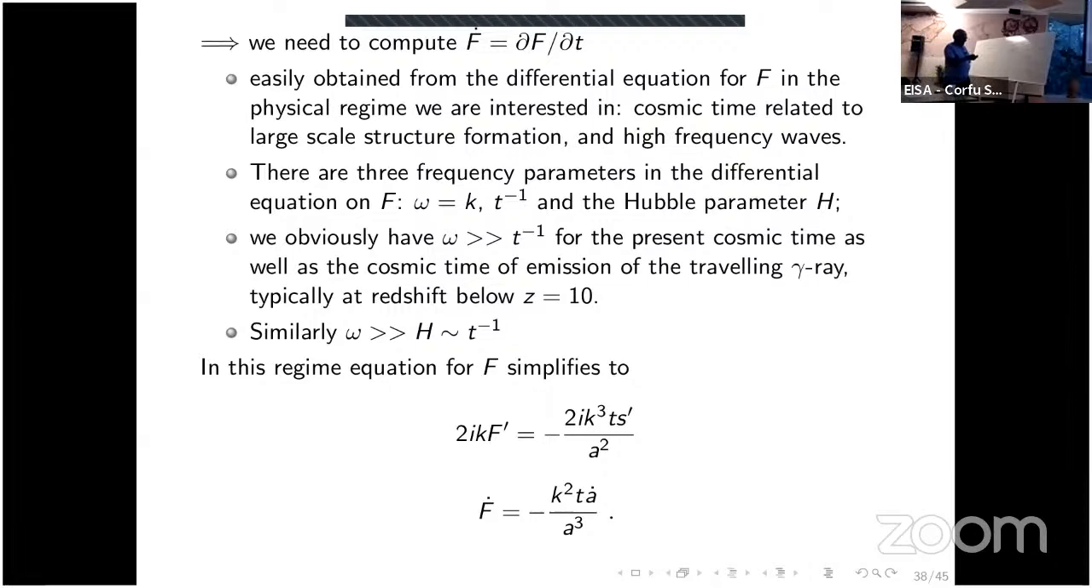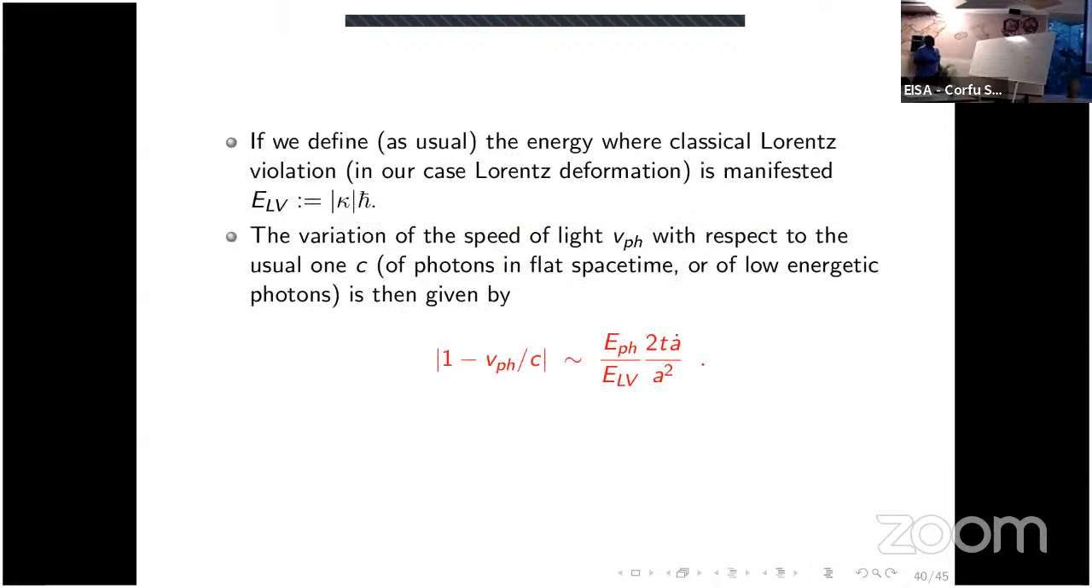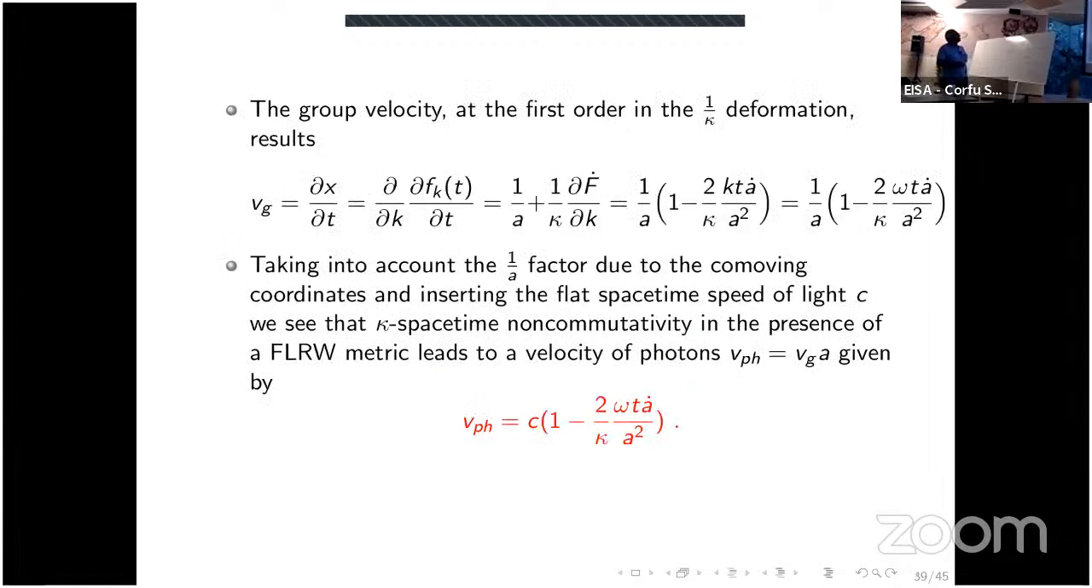So the final formula for the phase velocity is presented here, but this is the physical, measurable velocity of photons, so we have to again multiply the group velocity by the scale factor. The velocity of photons coming from non-commutativity in the Robertson-Walker background, in the approximation we use, has this formula, finally, where t is the cosmological time.